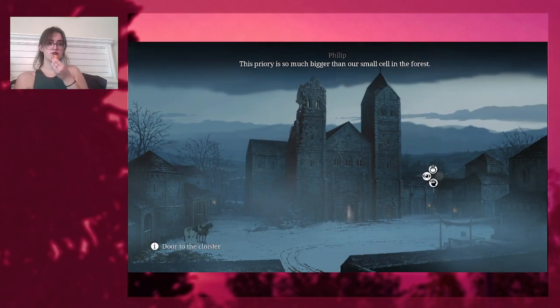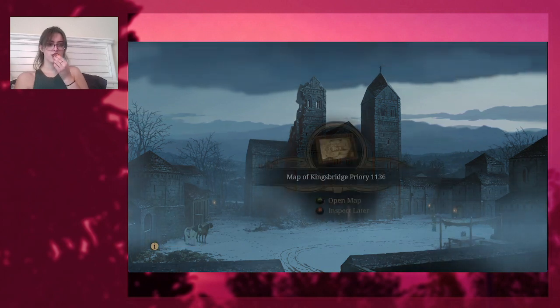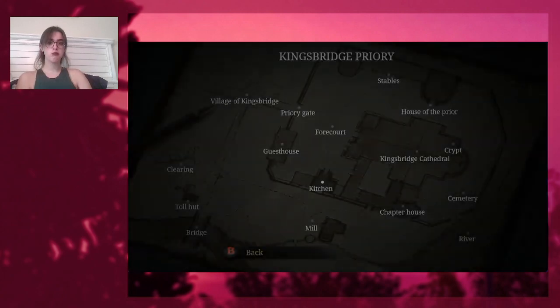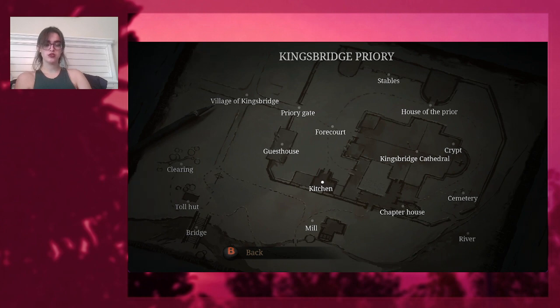This priory is so much bigger than our small cell in the forest. Look at map. Ooh, the art style of this is fun. Okay. Whole hut, clearing, guest house, mill. So this, I kind of want to go to the cemetery and the river then. The crypt could also be fun. And House of the Prior. Maybe something's in there too. Okay, we're gonna head towards the House of the Prior, and then the cemetery and river.